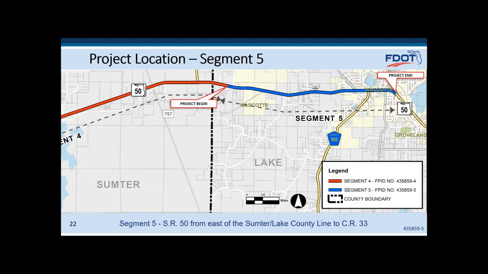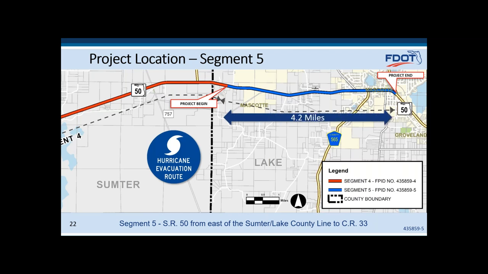Moving on to Segment 5. Segment 5 is from east of the Sumter Lake County line in Lake County to County Road 33. As in the first segment, State Road 50 is currently a two-lane rural roadway and serves as a hurricane evacuation route. The length of this project segment is 4.2 miles.